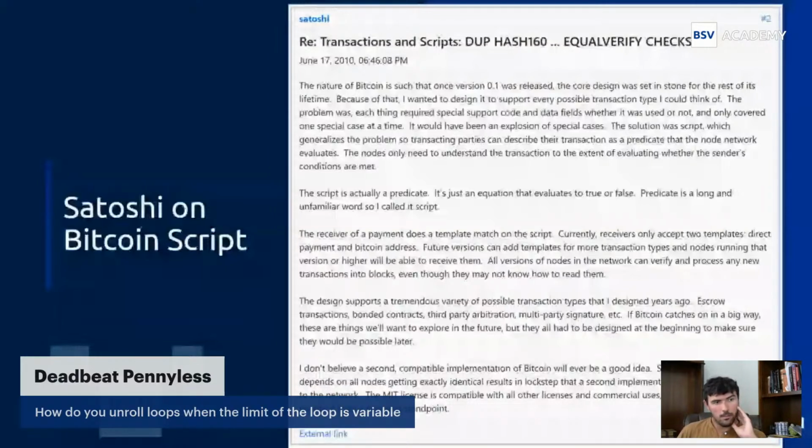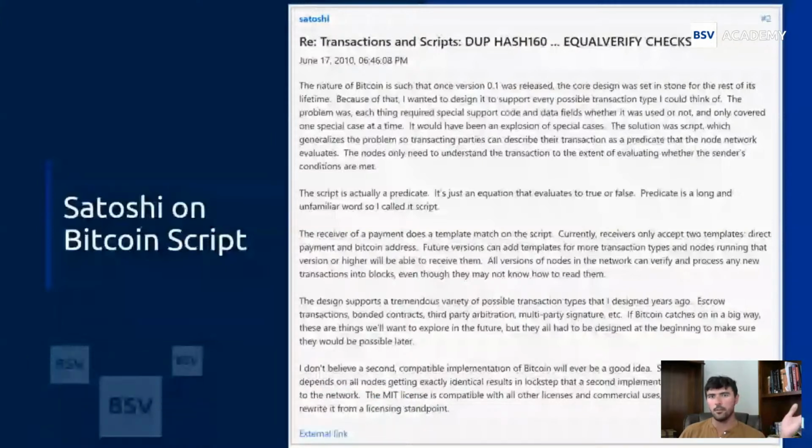Okay, so another good question is, how do you unroll loops when the limit of the loop is variable? So if I'm understanding your question correctly, basically you're saying you can't have an infinite number of loops that occur, right? So maybe I have like 20 op ifs that are evaluated. Yeah, you would have to essentially unroll the loop with some defined number of how many times you want to unroll the loop. But that's actually okay, right? That's pretty much how all programming works. Generally, really not great code will have an infinite number of loops. You don't want to get caught in an infinite loop.